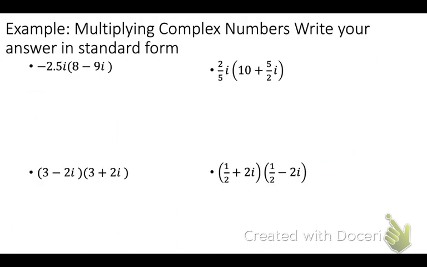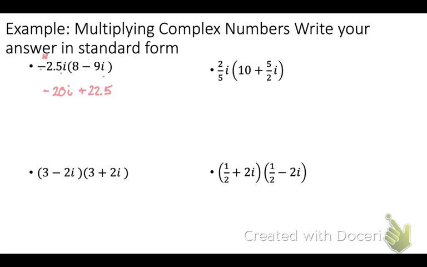Okay, what do you think happens when I multiply? Same thing. Okay, so negative 2.5i times 8 minus 9i. Okay, so 8 would be 40, so carry a 4. 16 plus 4 is 20. So 20i. Oh, how about a negative, right? Yep. A negative and a negative is a positive. And then 45, carry a 4. 18 plus 4 is 22.